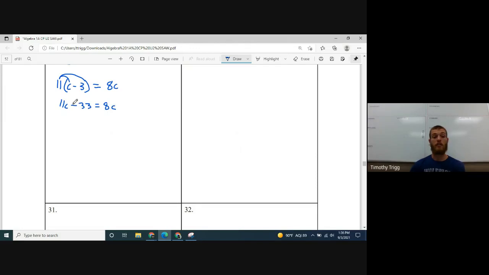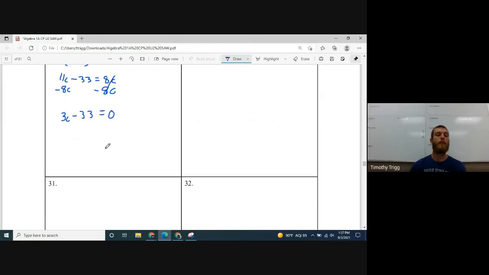Now, you notice that there's c's on both sides of the equation. We generally don't like that. We want our c's all together on the same side. So what we're going to do is subtract 8c to both sides of the equation. What's left on the right is now 0, right? Everything canceled on the right, but you'll still put 0 here. Okay, so 11c minus 8c is 3c. Here we still have a minus 33.